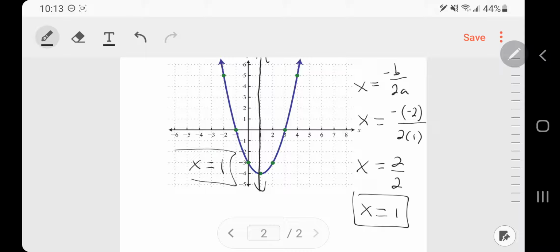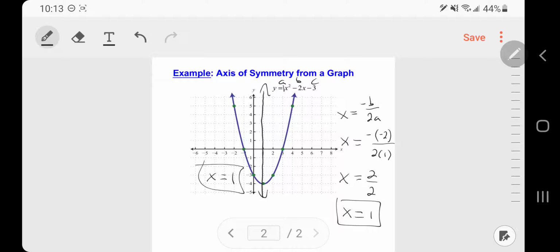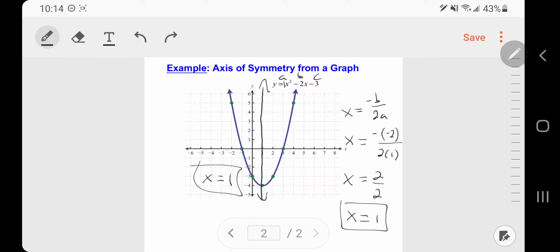So you can see here, you can just look at the parabola and see what the axis of symmetry is going to be, but if you're not sure, you could also, if you're given the equation, use that formula, negative b over 2a, to find the axis of symmetry. Alright, so that's pretty much all there is to finding the axis of symmetry of a quadratic equation given in standard form, or by looking at its parabola graph.